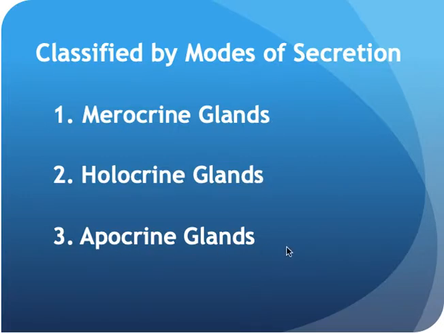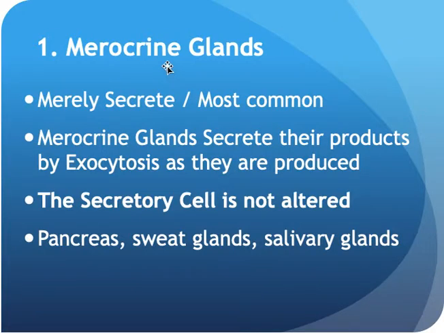You want to basically just understand what is the main way that they're going to secrete their product. Merocrine means that they're going to merely secrete, and this one's kind of nice because merocrine starts with an M, and merely secretes starts with an M. It's also going to be the most common. Merocrine glands secrete their products by exocytosis as they are produced.